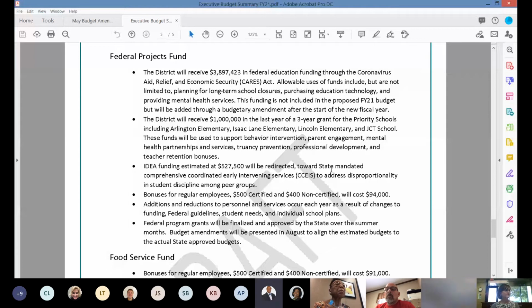If we're finished with the general purpose fund, I'll be glad to kind of go through the highlights of the federal projects fund.